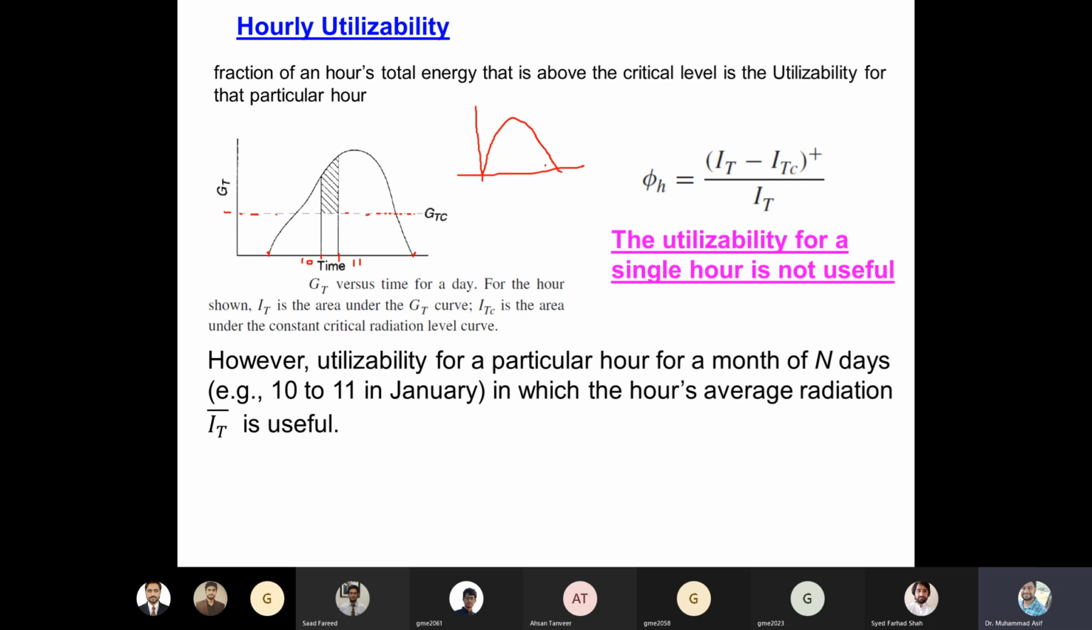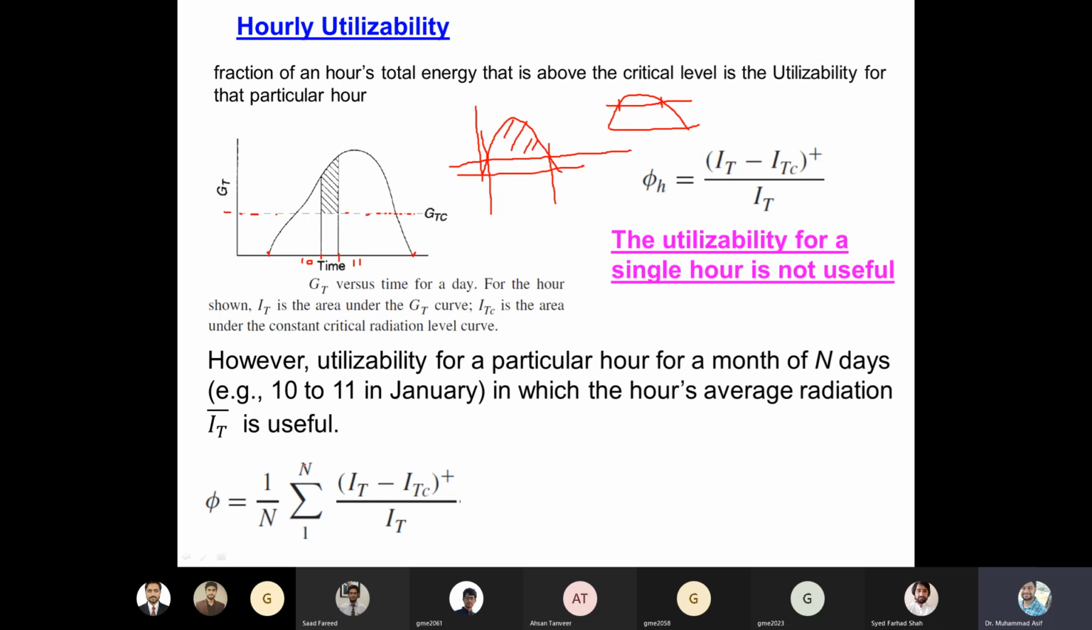Now it depends on the critical radiation level. For example, let's say this is the critical radiation level. Now the useful gain is this one, and the operation time is between this one, right? But if your critical radiation level is higher, to compensate the losses, let's say this much, now your operation time is only this much, right? So that means the higher the critical level, the less useful gain will be obtained, and similarly the operation time will be smaller, right? So that's why for the long term we can define utilizability in terms of number of days, right?